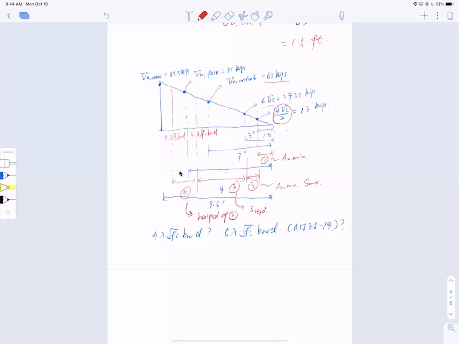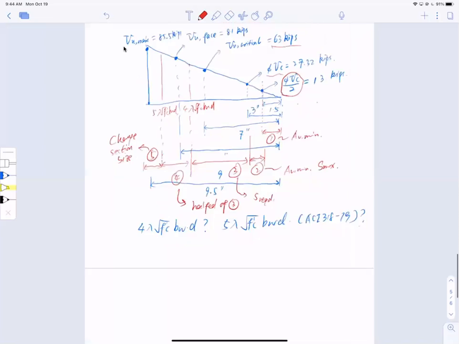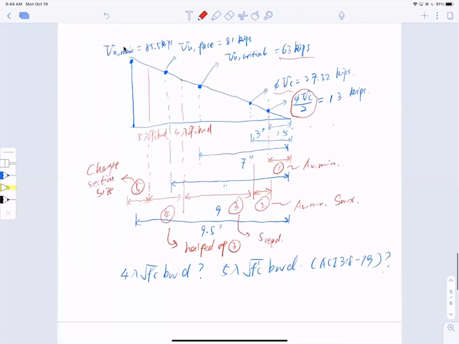Now, if there's any applied shear that is even beyond 5 lambda square root f prime c, and I call it region 5, we need to change the section size. So this is our game plan. That's why we spend so much time calculating the shear at different locations and also the concrete contributions on the shear diagram. We'll proceed to calculate 4 lambda and 5 lambda in our next lecture.